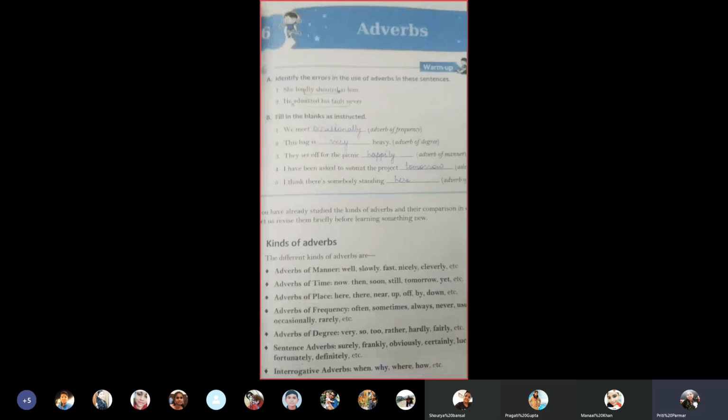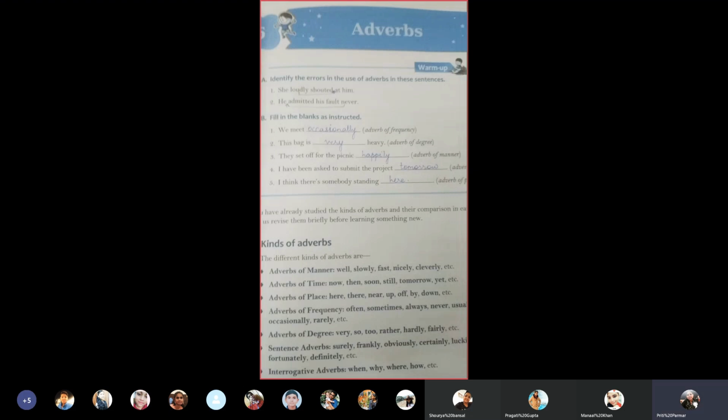Next is: he admitted his fault never. The correction would be: he never admitted his fault. Coming to exercise B, we meet adverb of frequency occasionally. Now, we have not done this yet, so just fill it up and I'll explain it to you just below. We meet occasionally. This bag is very heavy. They set off for the picnic happily. I have been asked to submit the project tomorrow. I think there is nobody standing here.